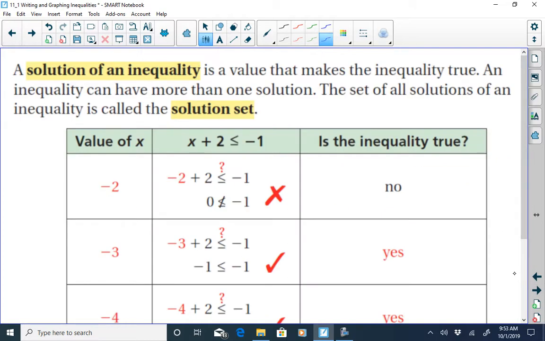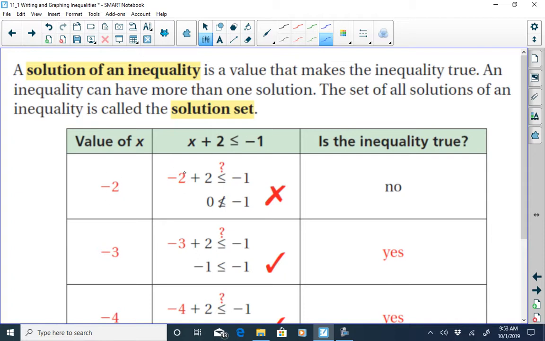Now, a solution of an inequality is the value that makes the inequality true. An inequality can have more than one solution. The set of all solutions of an inequality is called the solution set. So when we want to check to see if a value is a solution of an inequality or not, we have to replace the variable in the inequality with the value that's given. So here we want to know, is negative 2 a solution of this inequality?